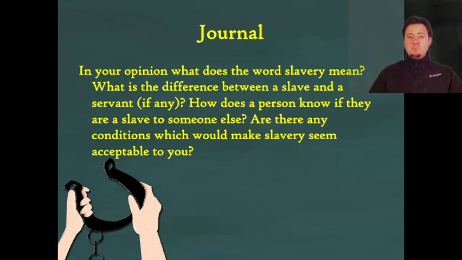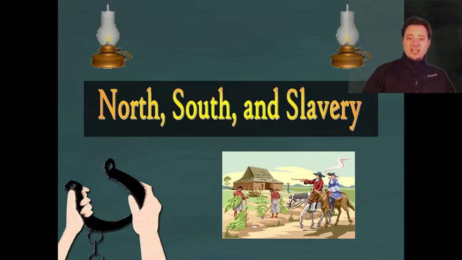Some people argue that we are slaves to the economic system that we're in right now. Is that an acceptable form of slavery compared to something like slavery back in the 1800s before the Civil War, where human beings were in slavery to other human beings directly? Is there a difference there, or is all forms of slavery just as despicable? Consider that. But in your notes today, at the very top, we're going to call this North, South, and Slavery.